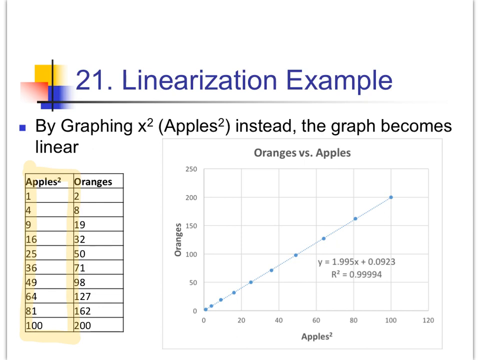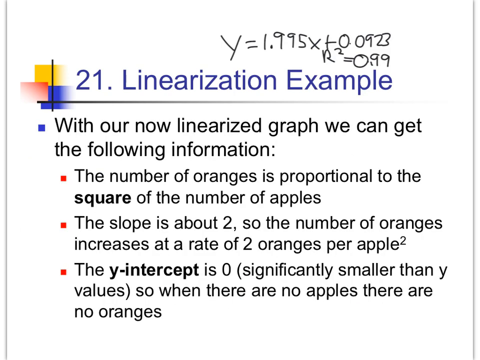So let's now dive a little bit deeper into this and actually analyze that best fit line, that r squared value, and get some information from it. Looking at that equation and r squared value, which I have up here, let's analyze what we can from that. The first thing we can say is that the number of oranges is proportional to the square of the number of apples.